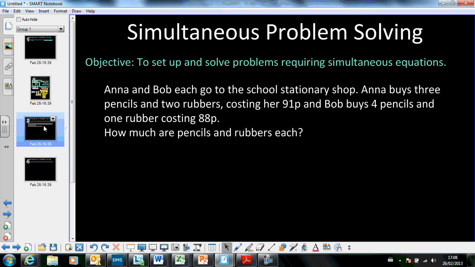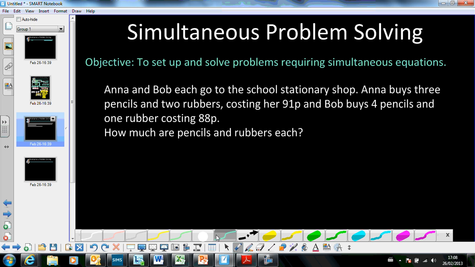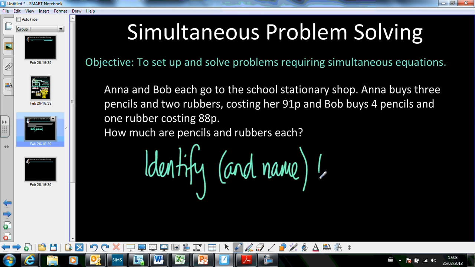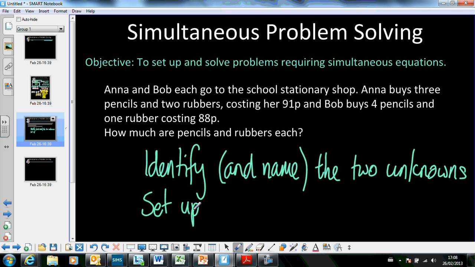So what I want you to do before you come tomorrow is identify a name, give a letter to the 2 unknowns. So what are the 2 values that we're trying to calculate? And set up the equation that goes with it. The 2 equations. So you should get 2 equations and 2 unknowns.